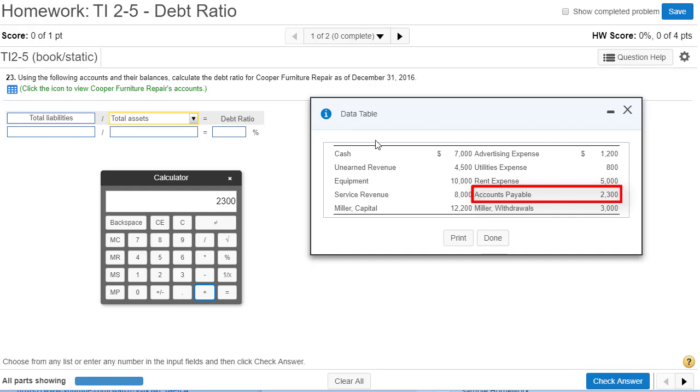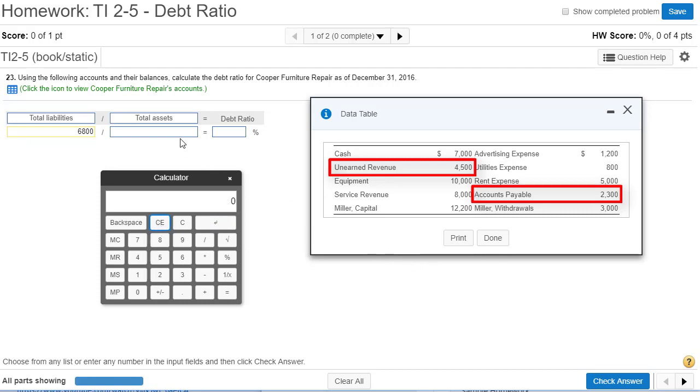However, we did learn about a new type of liability in this chapter called unearned revenue. So in this case, what unearned revenue means is that someone or multiple clients have paid us $4,500, but we've not yet given them the service. In other words, we've not yet repaired their furniture, so they're paying us ahead of time. Therefore, we owe them this service. That's why unearned revenue is a liability. So we're going to add that to the $2,300 of accounts payable. So that gives us $6,800 of total liabilities.